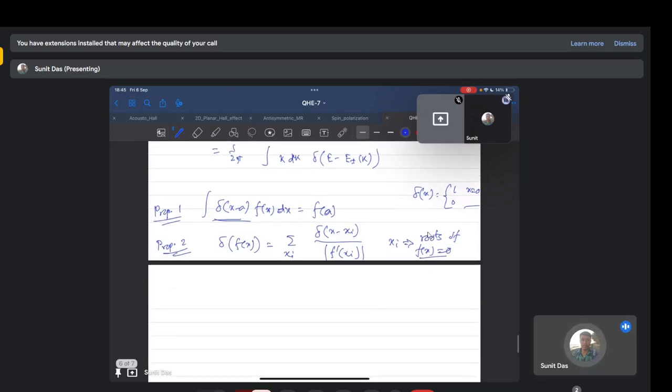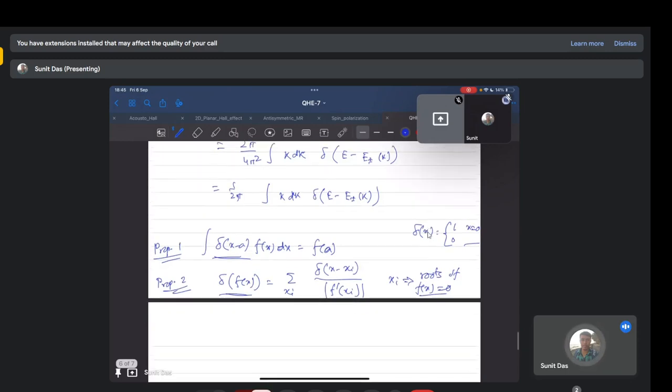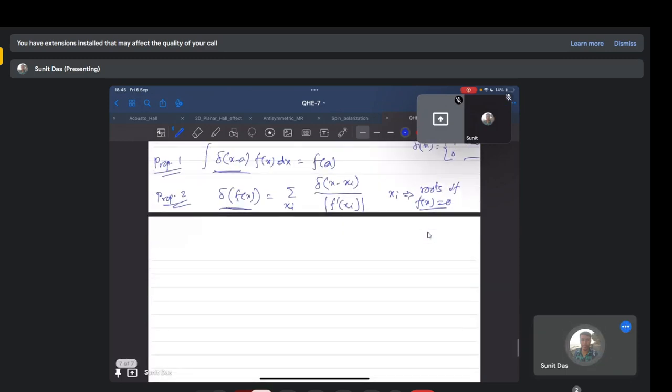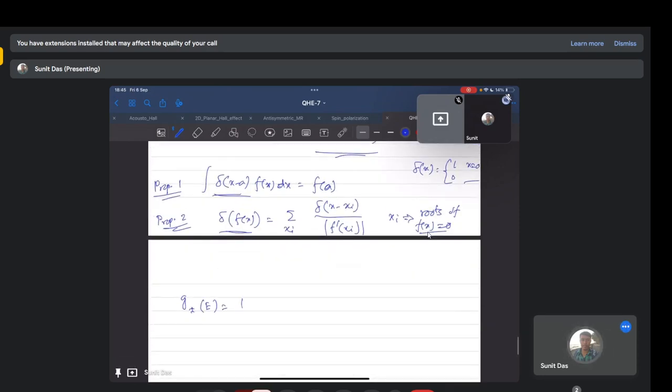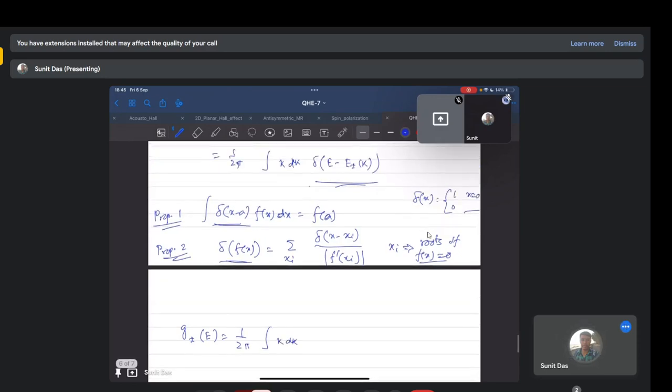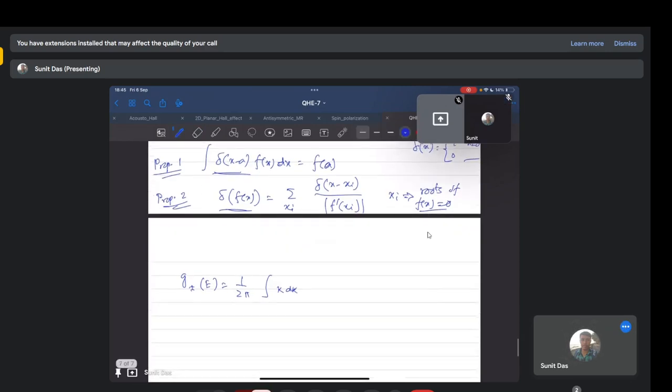So we had delta of f(x), we converted it to a sum over all the roots, delta of x minus xi divided by mod of f prime, which is the derivative of f(x) with respect to x at xi. So this we can utilize in this equation. Then it will be g plus minus of E equal to 1 by 2 pi integral dk, and this we are going to write as a sum over ki. Let's say ki are the roots of E minus E plus minus of k.